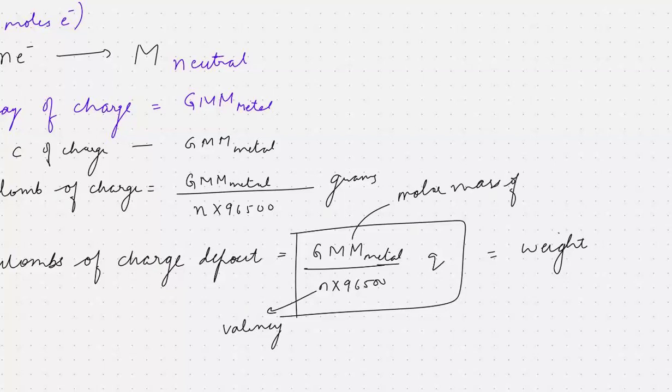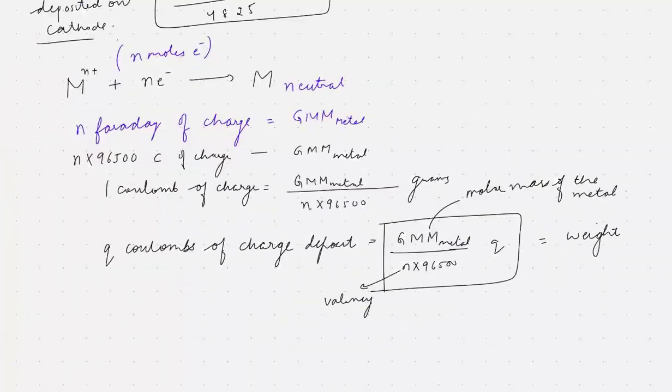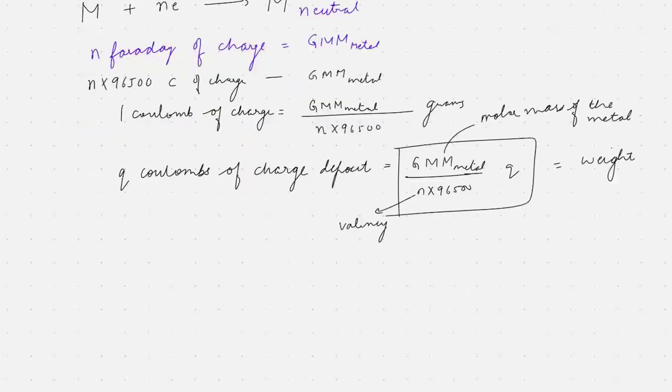So GMM here is going to be the molar mass of the metal. That's the idea. So n Faradays of charge here is going to be GMM of the metal, n into 96500. So you can remember the formula, or you can go by the unitary method. But this is ultimately the formula that we have.